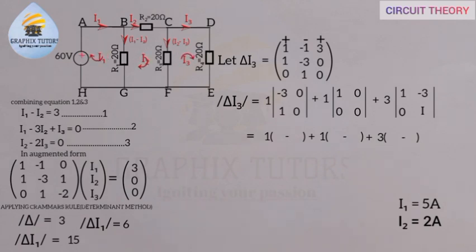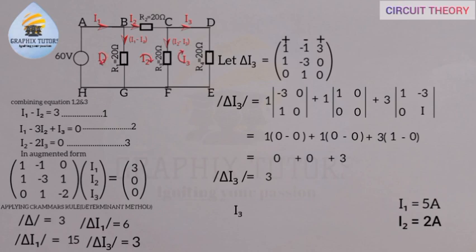So I'll start, 0 times -3 is 0, 1 times 0 is 0. Then we have 0 times 1 is 0, 0 times 0 is 0. Then we have 1 times 1 is 1, minus 0 times -3 is 0. So in the long run, we'll now have 0 plus 0 plus 3 times 1 is what? Is 3. So I'll now say that my I3 will now be equal to the determinant of delta I3 all over determinant, and that will give us 3 all over 3, and we're having 1A, right?